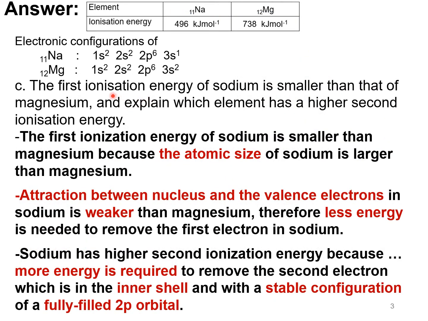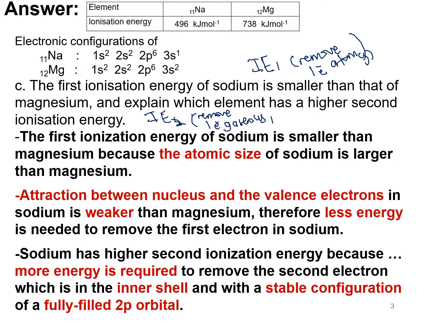Okay, explain kenapa first ionization energy of sodium is smaller than magnesium, dan explain which element yang akan ada higher second ionization energy. Okay. So, ionization energy yang pertama berlaku bila kamu remove one electron daripada dia punya atom dalam gas phases lah. Okay, manakala ionization energy yang kedua berlaku bila kamu remove one electron daripada gases ion yang dihasilkan daripada IE yang pertama.